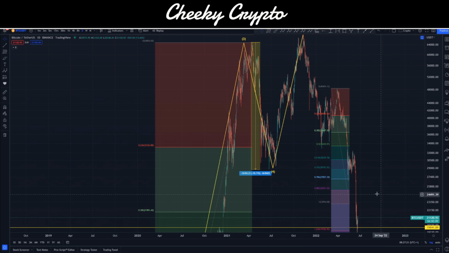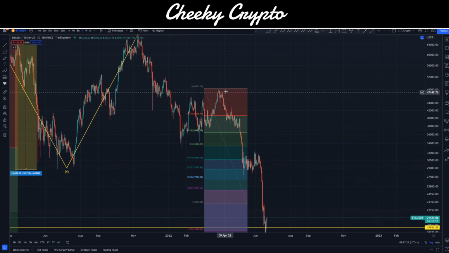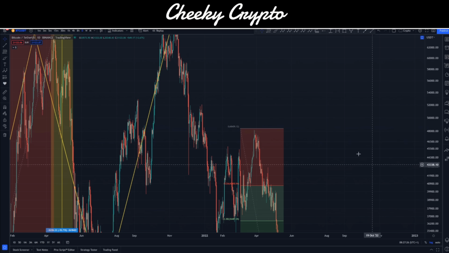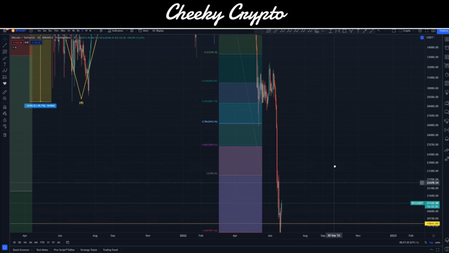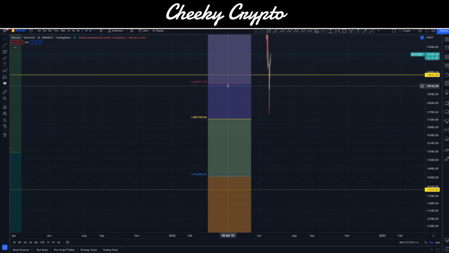So if I go ahead and just zoom in on this, what we'll do is we'll make sure that we get the top of this right on this nose here, because it's important that we get that right. And as we come down, you can see that we've gone past the 1.236. We've bounced up a little bit.